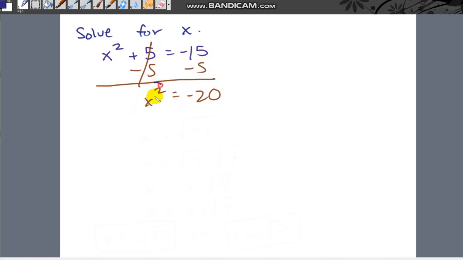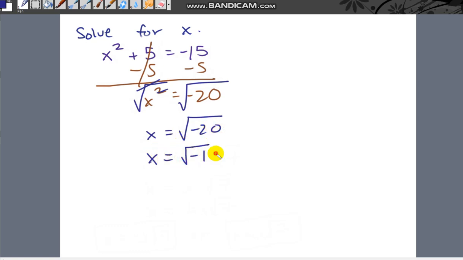Next, we want to get rid of the square. So in order to get rid of the square, we're going to take a square root. The square root cancels with the square, so we get x equals the square root of negative 20. This is the same thing as x equals the square root of negative 1 times the square root of 20. Again, what I showed you in the last video, x equals i multiplied by the square root of 20. Now you might think to stop here, but actually 20 can break down into 4 and 5.